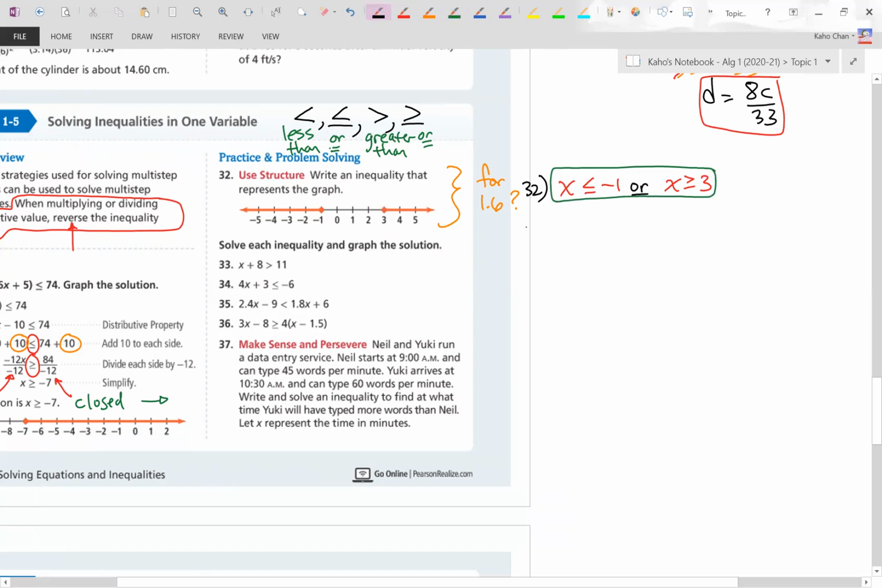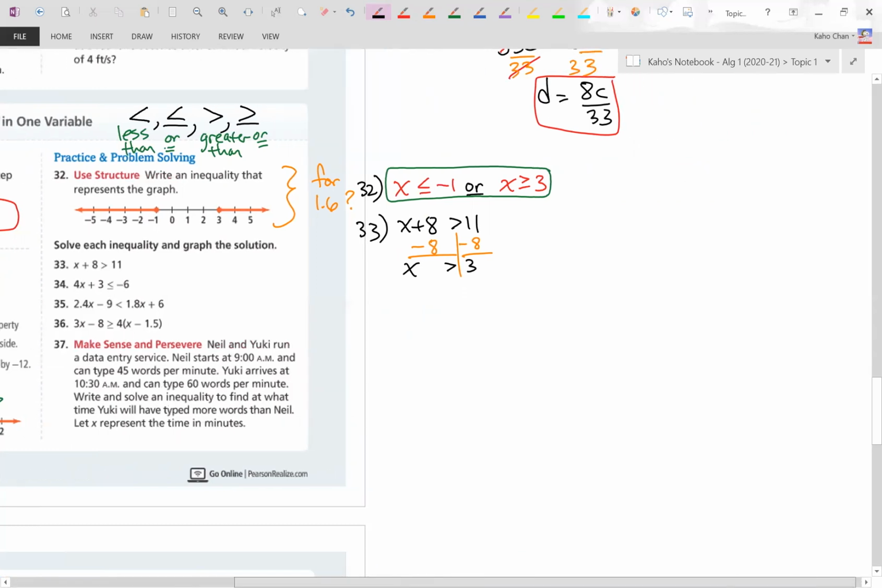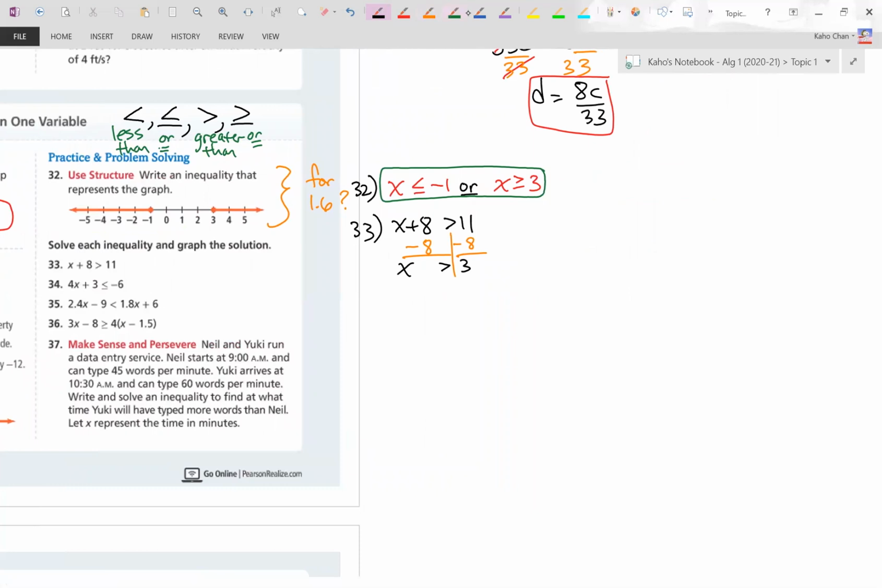33 is next. Solve each inequality and graph the solution. x plus 8 is greater than 11. Great. Subtract 8 from both sides. Oh, this is a one-stepper. Nice. x is greater than 3, which means it's going to be an open circle, and you're going to draw the ray to the right of 3. Open to the right. All the numbers to the right of 3, not including 3, are part of the solution.